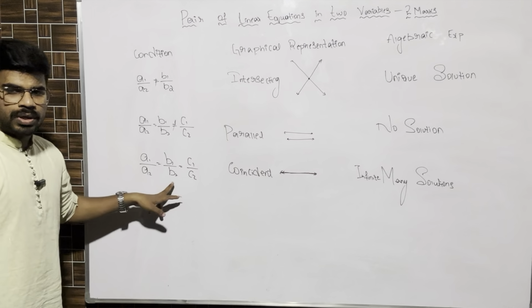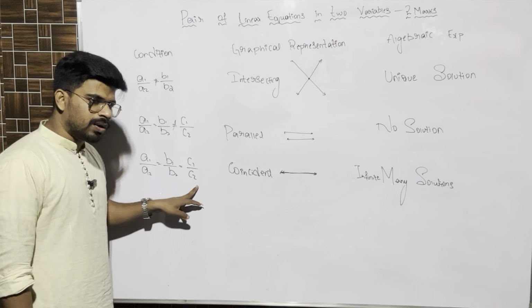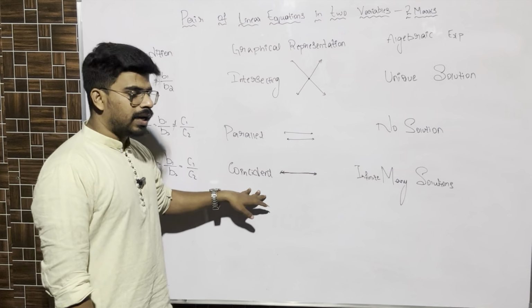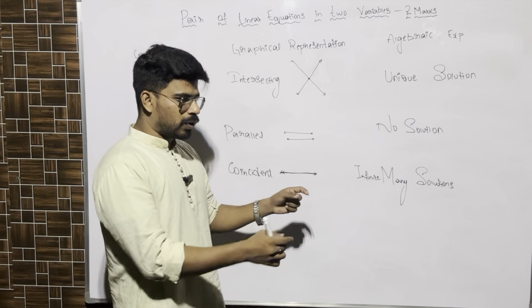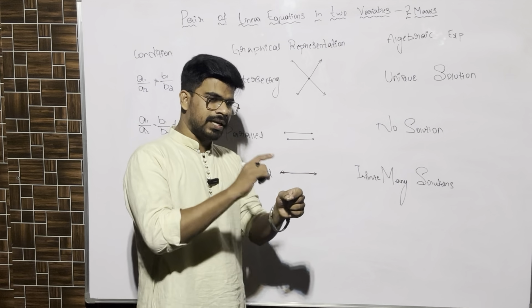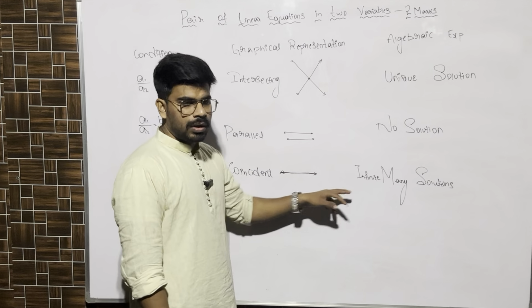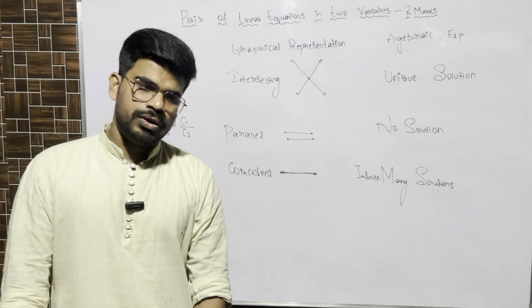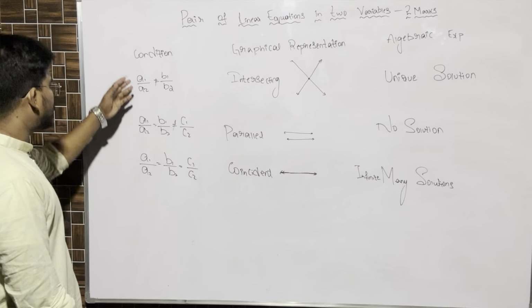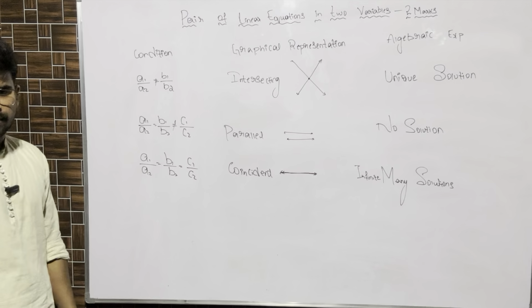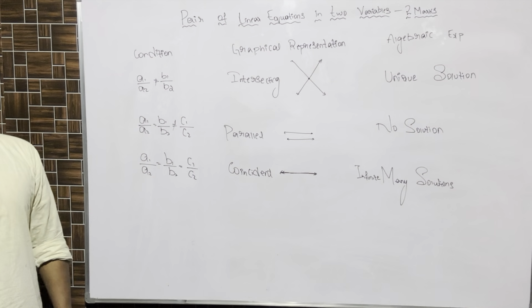If A1 by A2 is equal to B1 by B2 is equal to C1 by C2, then the lines are coincident. And coincident in the sense one line is on top of the other line. Both lines represent the same one, right? So how many solutions? Infinitely many solutions. So majorly we have to understand what is A1, B1, C1, A2, B2, C2.